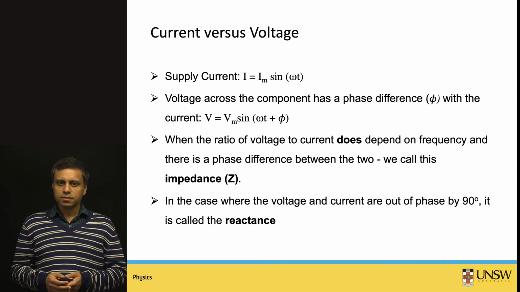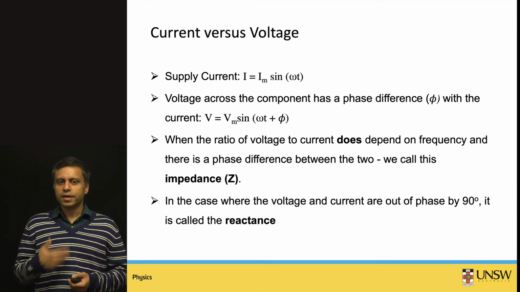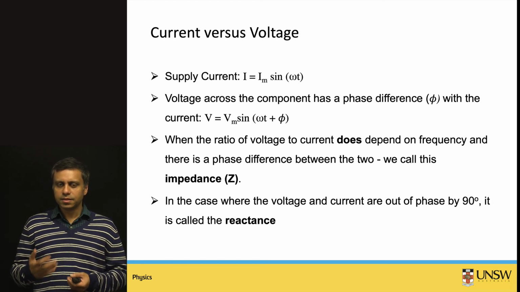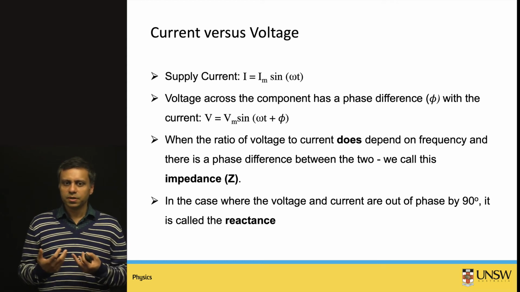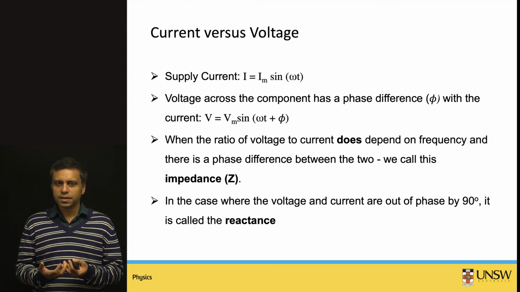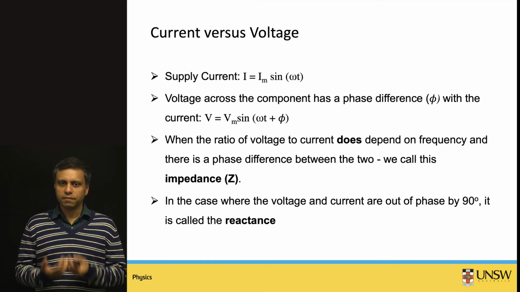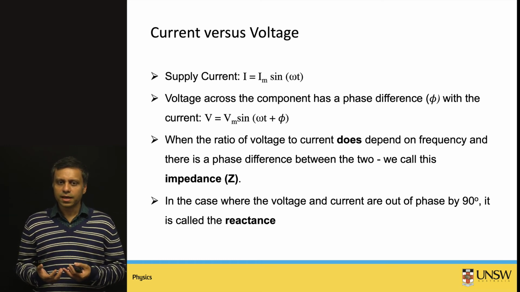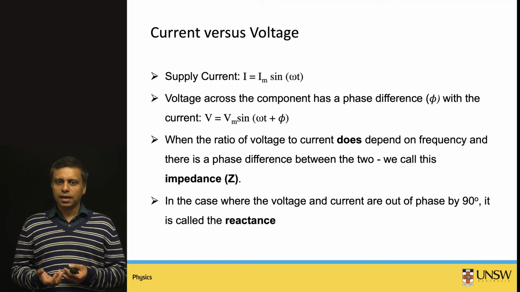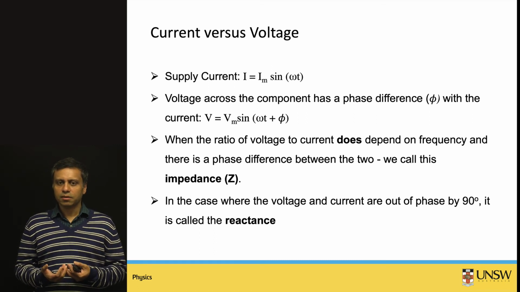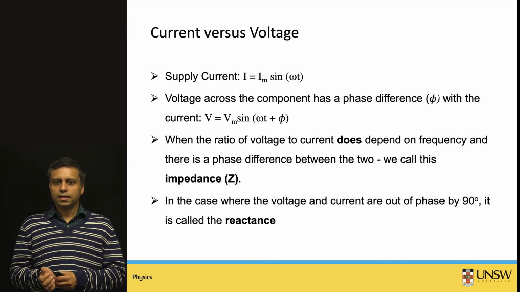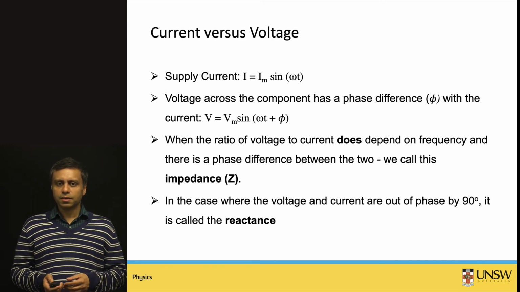So this is one of the prime features of AC circuits, and this is how it differs from DC circuits. There is a phase difference between voltage and current. In DC circuits, voltage and currents are always in phase. So if you have a supply current given by the sinusoid, I equals Im sine omega t, where omega is the angular frequency of the wave and Im is the peak amplitude of the current.